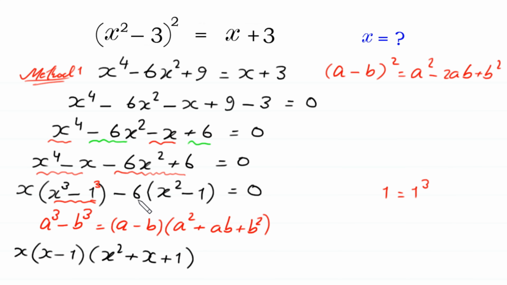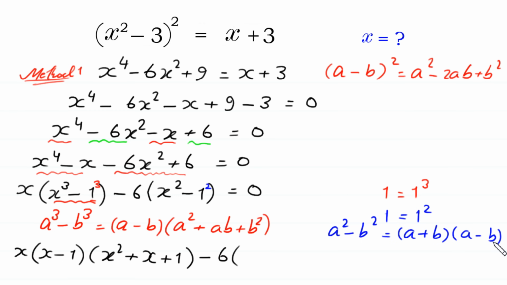Then write this negative 6 times. Now this one is same as 1 squared, so we can write here 1 squared, and according to the algebraic identity a squared minus b squared is equal to a plus b times a minus b. According to this identity, this x squared minus 1 squared is equal to x plus 1 times x minus 1, is equal to 0.